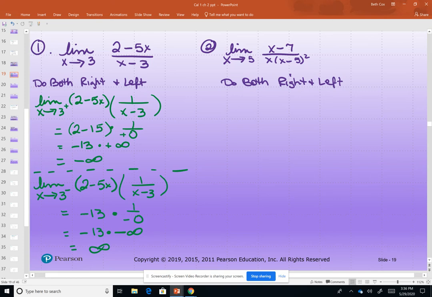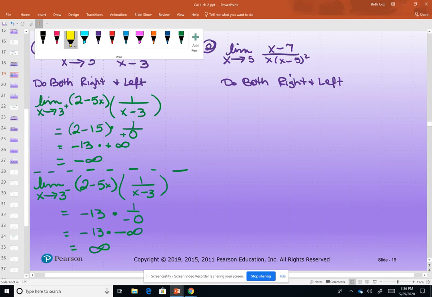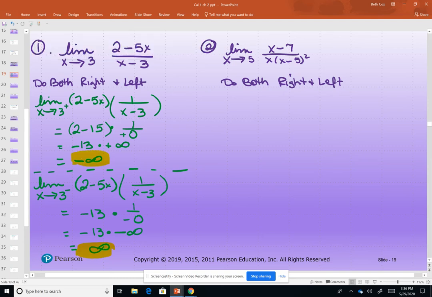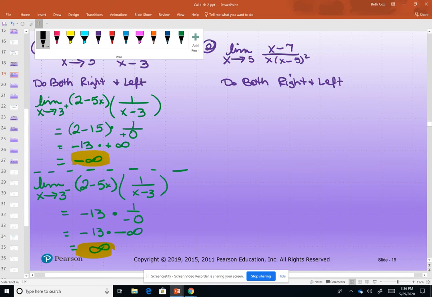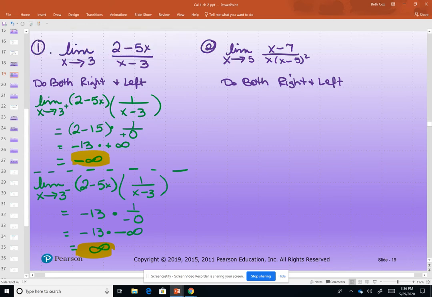All right. So now, since the left and the right do not give me the same thing, the left gives me negative, the right gives me positive. So the actual official answer for the total would be that this does not exist. Therefore, the limit as x goes to 3 does not exist because the left and the right aren't the same.